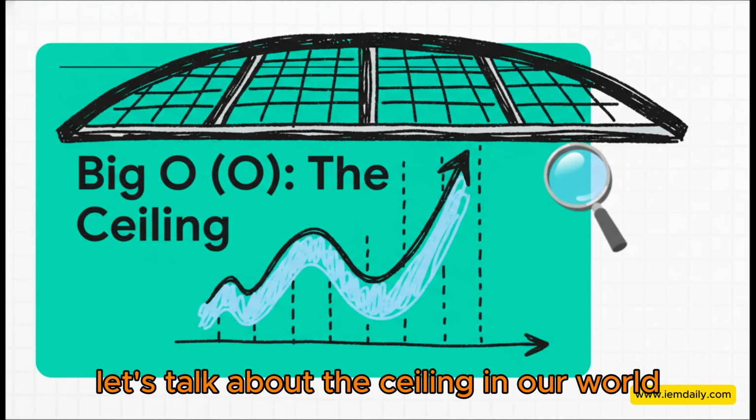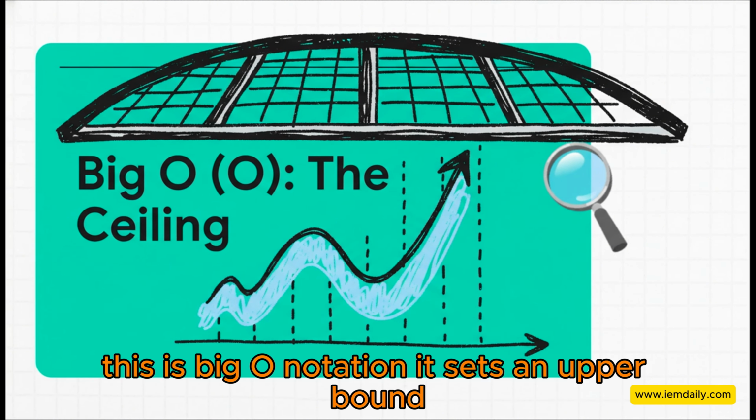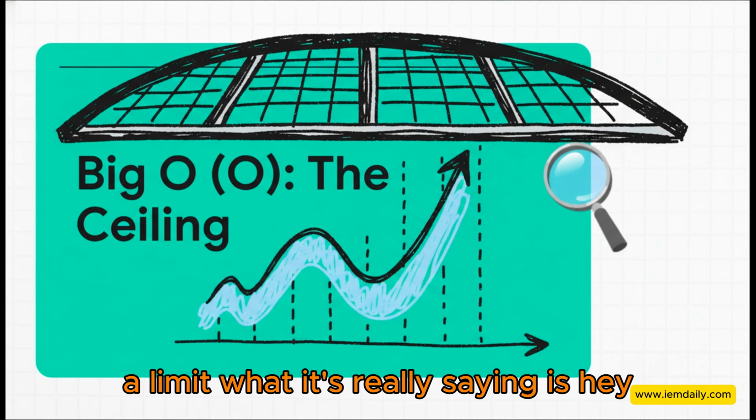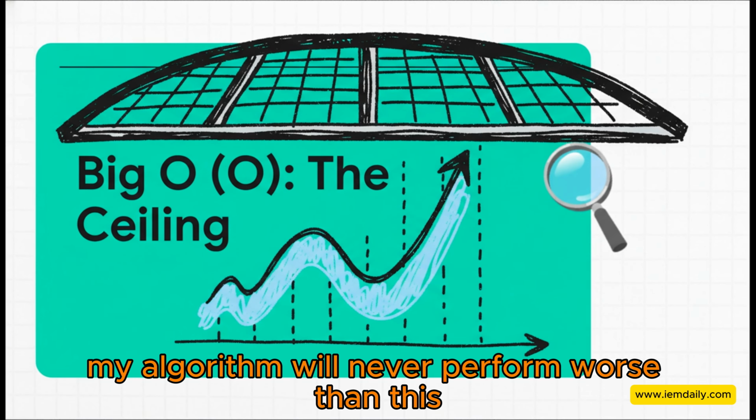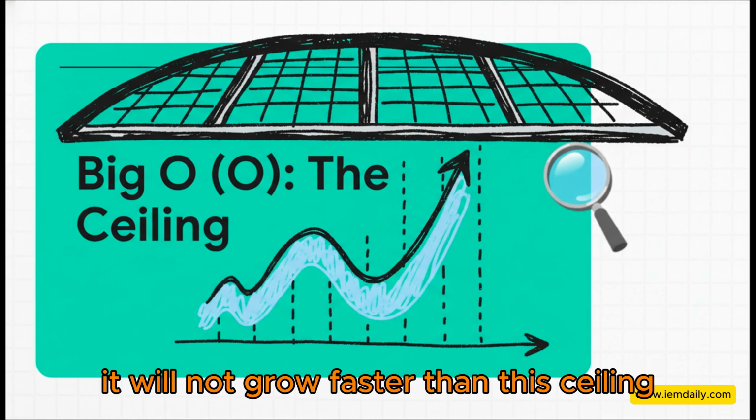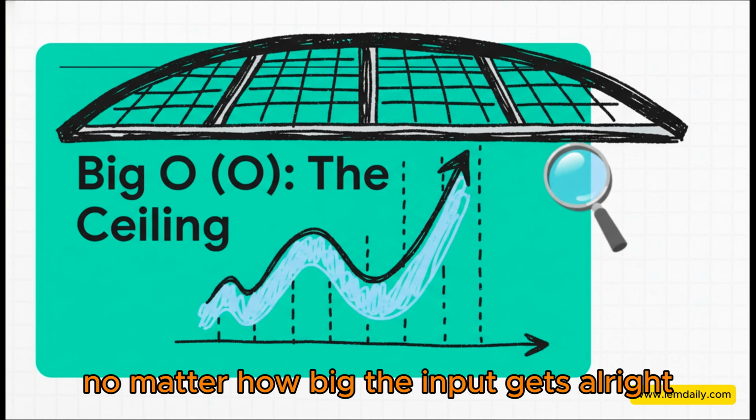So first up, let's talk about the ceiling. In our world, this is big O notation. It sets an upper bound, a limit. What it's really saying is, hey, I guarantee you, my algorithm will never perform worse than this. It will not grow faster than this ceiling, no matter how big the input gets.